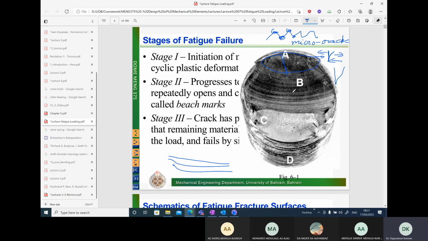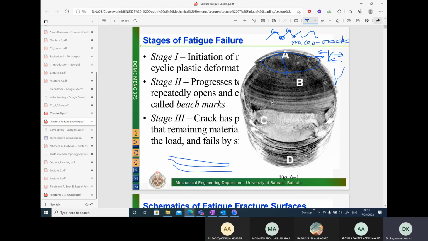For example, if you don't know why a particular component fractured, you can look at the fracture surface, and if you see these beach marks on the fracture surface, these beach marks could be in any shape. They could come in circular shape, etc. So there will be several waves. If you see that, you can be sure it is a fatigue phenomenon that led to the fracture. Okay, so this is stage 2.